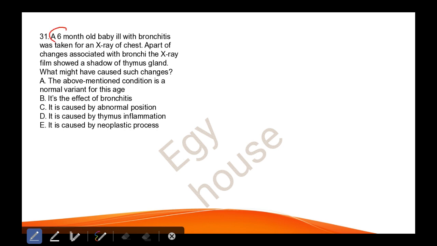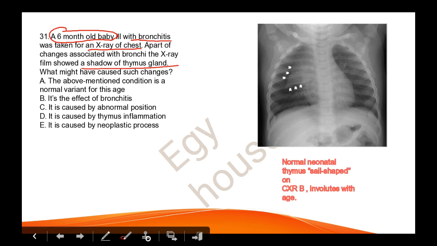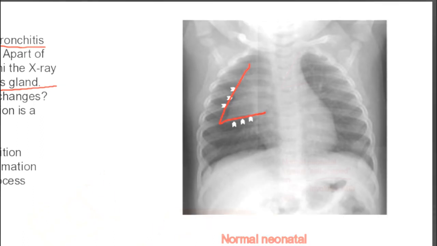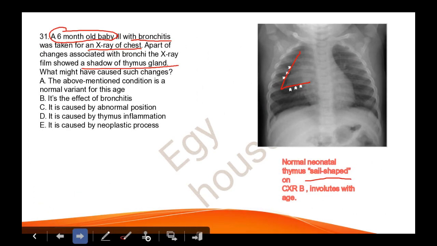This is a 6-month-old baby. He's a half year old. He was ill with bronchitis and had an x-ray of the chest. So the x-ray showed a shadow of the thymus gland. This shadow is actually abnormal, like it's not seen in the adults. But for this age, 6 months old, it is a completely normal pattern, completely normal if you see it on the x-ray, and it's also called sail-shaped thymus. The next question.